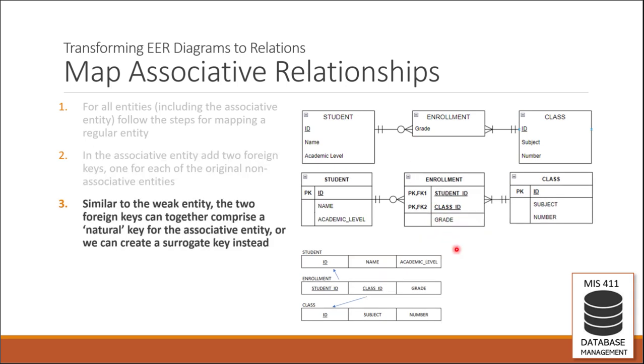In step 3, kind of similar to the weak entity, what we can do is we make a choice. We can say that the primary key for the enrollment relation can either be the natural key, which is going to be the composite primary key composed of the student ID and class ID foreign keys, or if we wanted to, we could actually create a surrogate key.